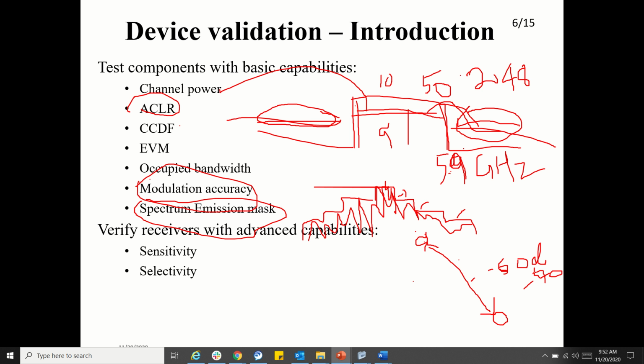Sorry, noise floor is 15 dB, no, 50 dB. Then you will not be able to distinguish, because your receiver will be able to receive the signal comfortably within this range, minus 60 dB. That is the least power level it can receive comfortably. It can decode the signal. But if the noise floor itself is minus 50 dB in that particular location, then it will be very difficult to distinguish.